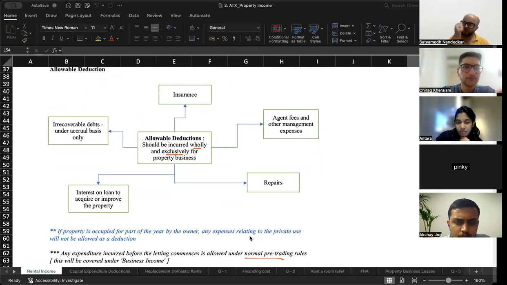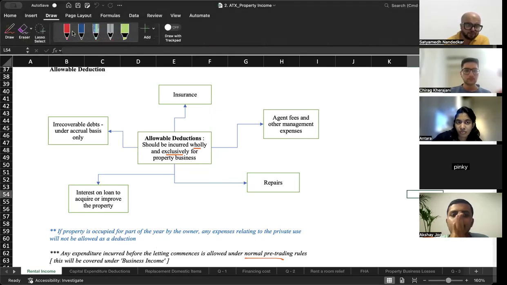Okay. Insurance of property is allowed as a deduction from total rental income. Then agent fees and other management expenses: you have appointed an agent to basically help you put the property on rent to others, or other property management expenses. They are allowed. Repairs are also allowed. Interest on loan to acquire or improve property, we'll discuss this separately. And irrecoverable debts are allowed only under accrual basis. So, five items: insurance expense, agent fees and other management expense, then repairs, then interest on loan to acquire or improve property, and irrecoverable debts.